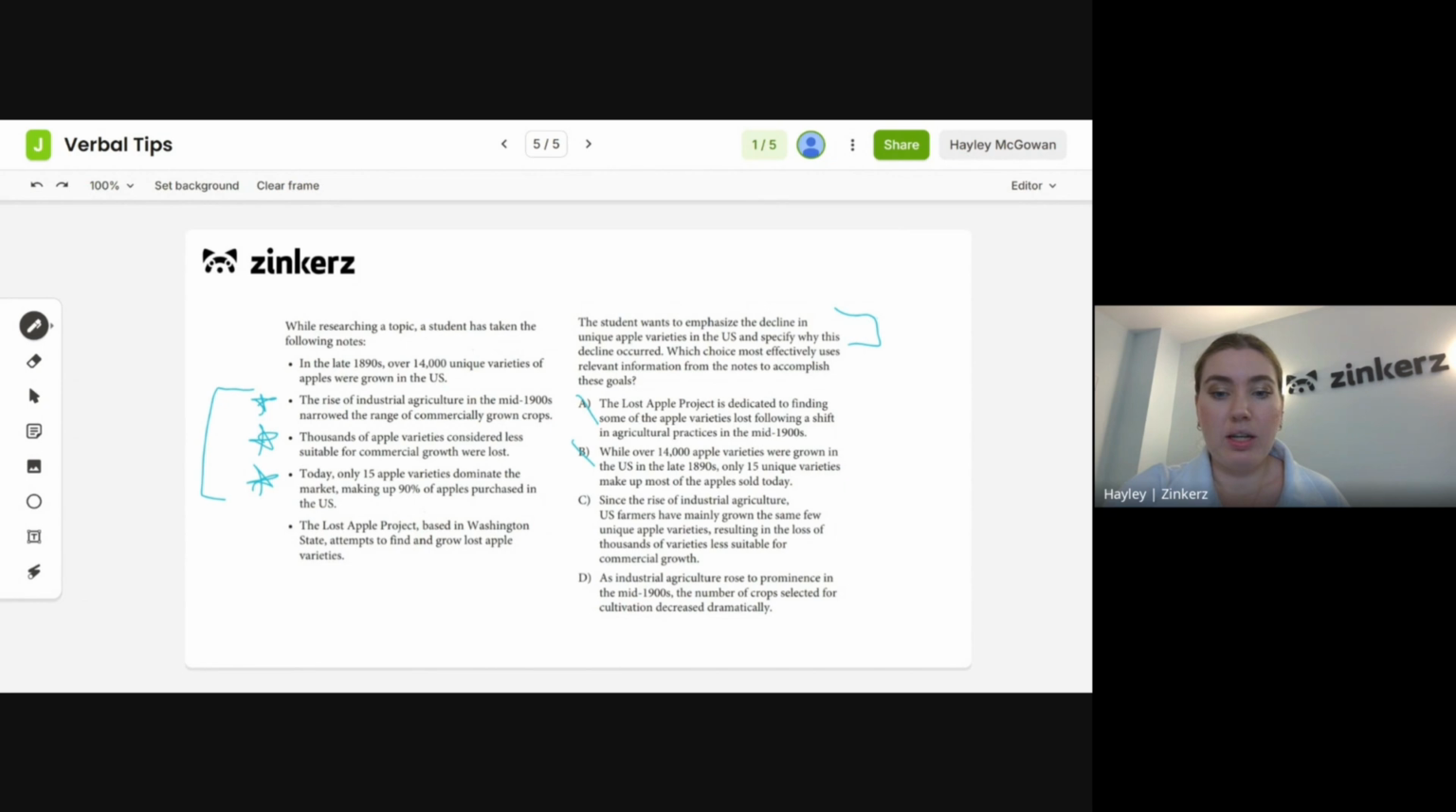C, since the rise of industrial agriculture, US farmers have mainly grown the same unique apple varieties, resulting in the loss of thousands of varieties less suitable for commercial growth. Right, this one seems like a potential answer, talking about that rise of industrial agriculture and how that influenced the apple varieties. So we'll leave C for now. And we have D, as industrial agriculture rose to prominence in the mid-1900s, the number of crops selected for cultivation decreased dramatically. So it's also not going to be D. This one doesn't focus at all on the apples, which is an important part of our goal. So then we're just left with C. So that's going to be our correct answer.